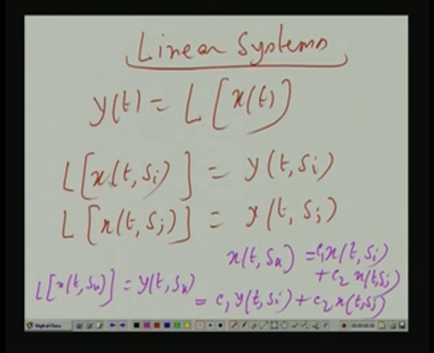That is, if you have one waveform x(t, s_i), you get y(t, s_i). Similarly, another waveform x(t, s_j) gives y(t, s_j). Now, if you linearly combine them as C1 x(t, s_i) plus C2 x(t, s_j), the corresponding response should be simply C1 times the response due to x(t, s_i), that is y(t, s_i), plus C2 times the response due to x(t, s_j), that is C2 times y(t, s_j). So, the principle of superposition should be valid. If we show that, then it is called a linear system.